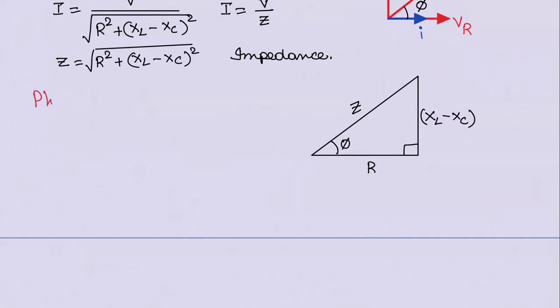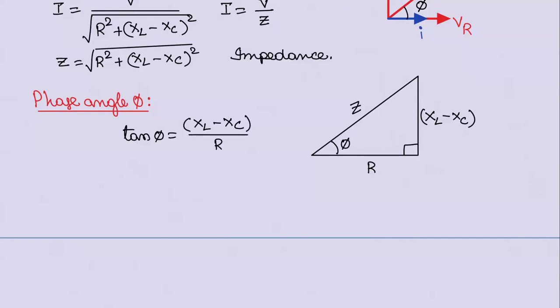Now we calculate the phase angle. From the triangle we can write tan phi is equal to XL minus XC by R, or cos phi is equal to R by Z.